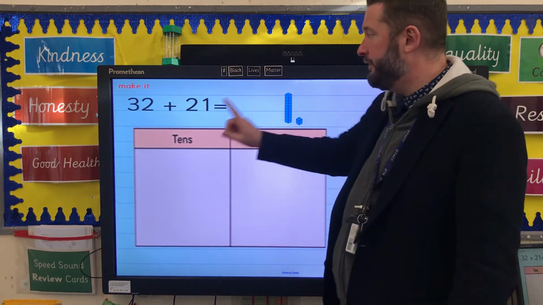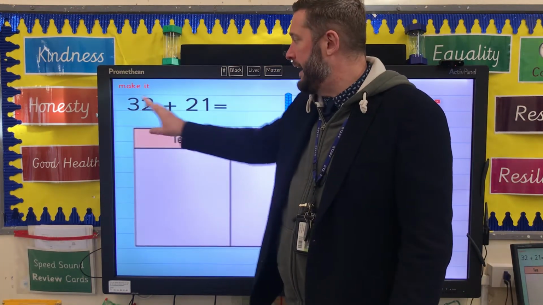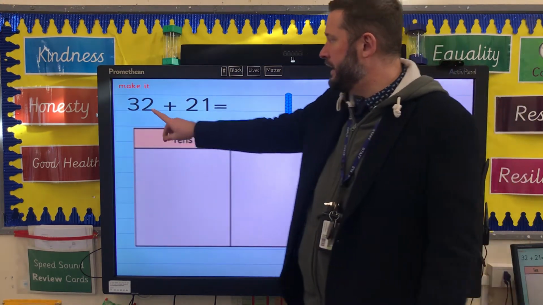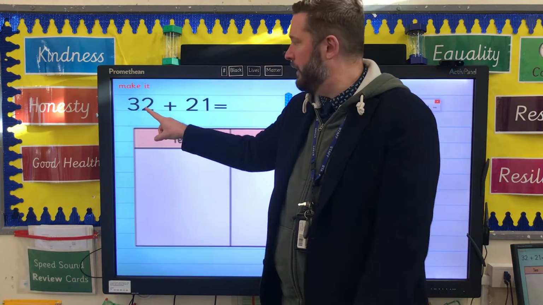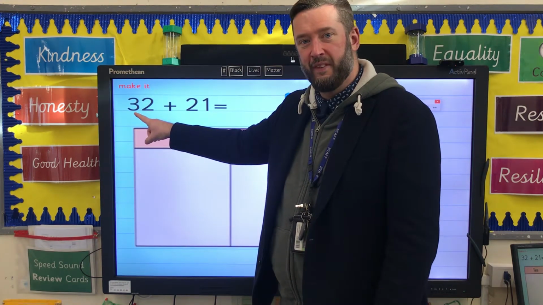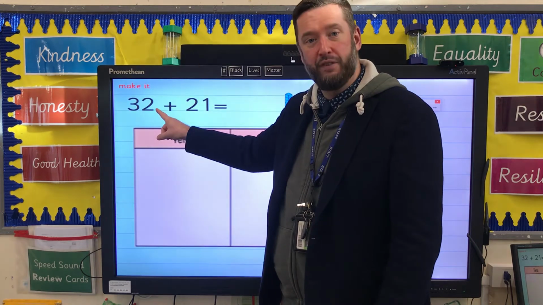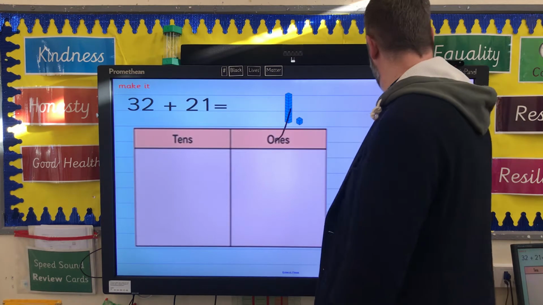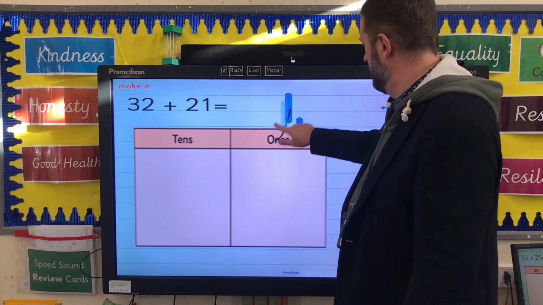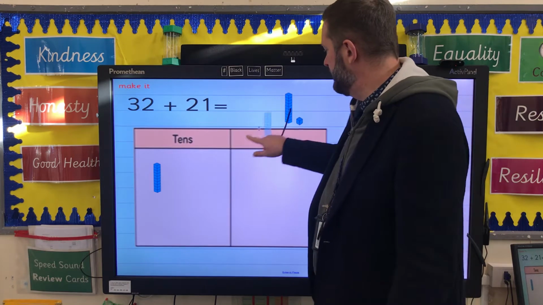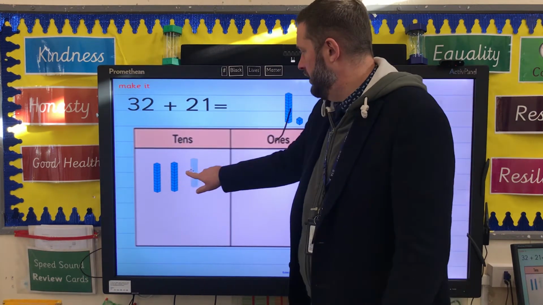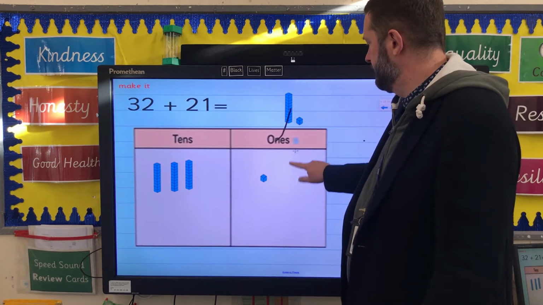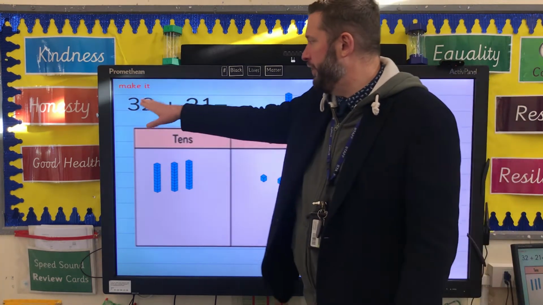Okay, now I'm going to make the first number on my place value chart. This says tens and this says ones. So I'm going to make 32. Shout out, how many tens? That's right, 3. How many ones? That's it, 2. Shout stop when I've got enough tens. Well done. There's my 3 tens. Now I need 2 ones. Well done. So I've got 32.